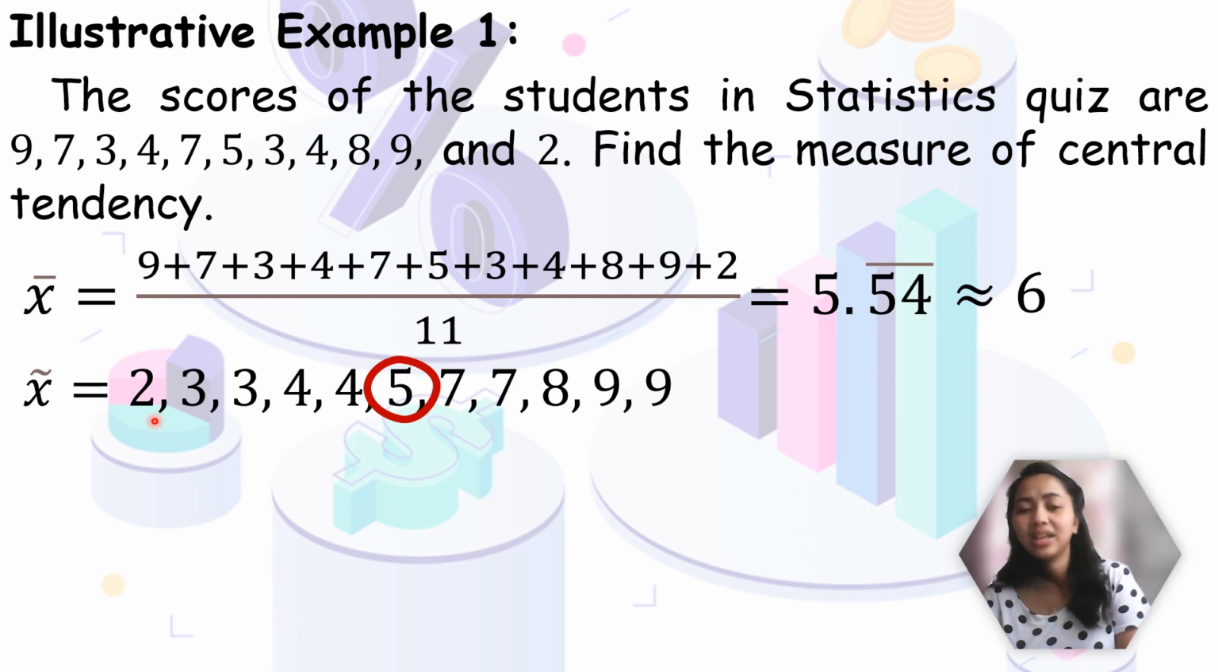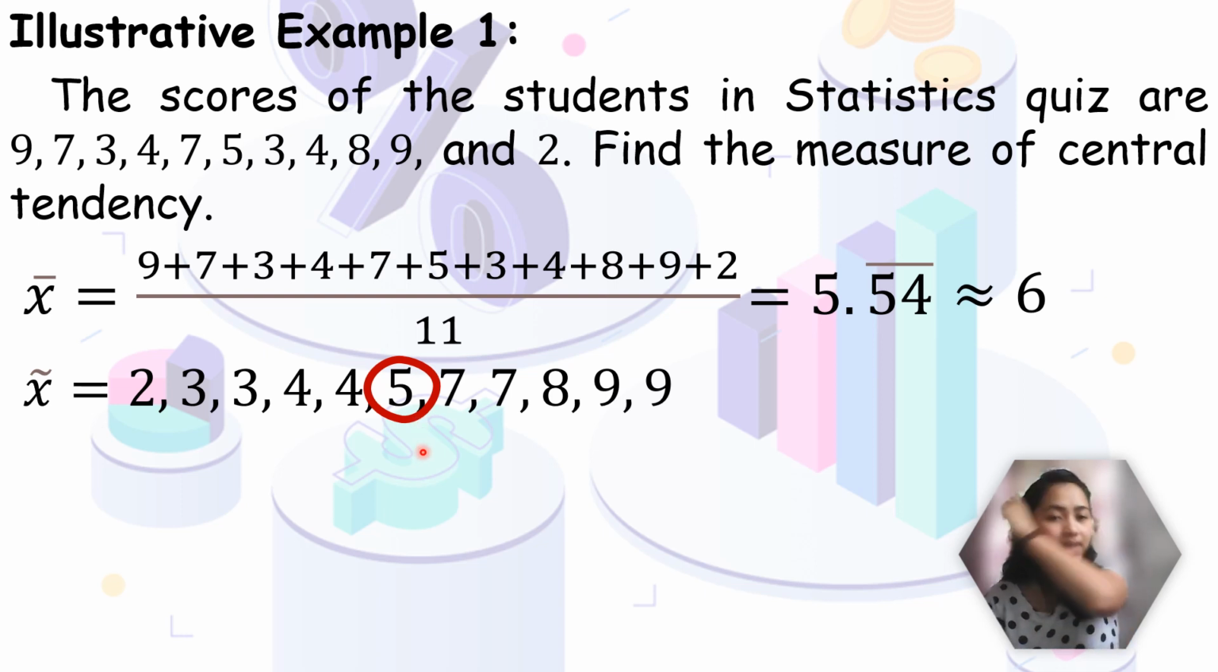Let us count from left to right, parehas lang yung bilang nila. So we have 1, 2, 3, 4, 5. 5 for your left side. And then let us see if we have 5 on our right. We have 1, 2, 3, 4, 5. Okay. So, tama na ang middle natin ay 5.